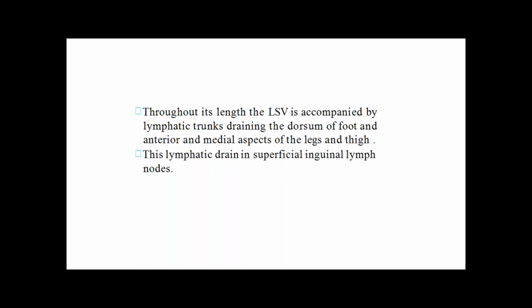Throughout its length, the long saphenous vein is accompanied by a lymphatic trunk which drains the dorsum of the foot and the anterior and medial aspects of the leg and the thigh. This drains into the superficial group of inguinal lymph nodes.